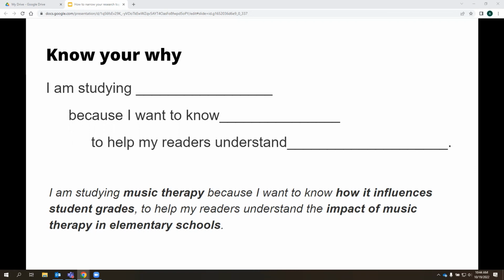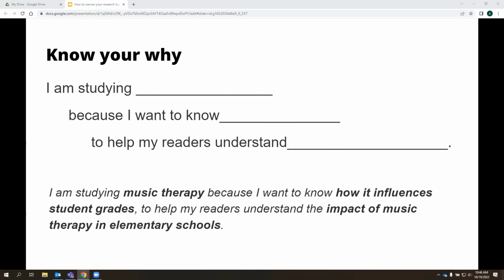This layout can help you understand your why, filling in the blanks of: I am studying blank because I want to know blank to help my readers understand blank. I am studying music therapy because I want to know how it influences student grades to help my readers understand the impact of therapy in schools. You can refer back to this statement as you research and write. You can ask yourself, does this source help me explain the purpose of my paper?